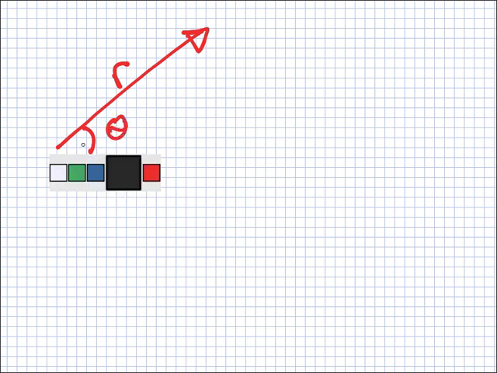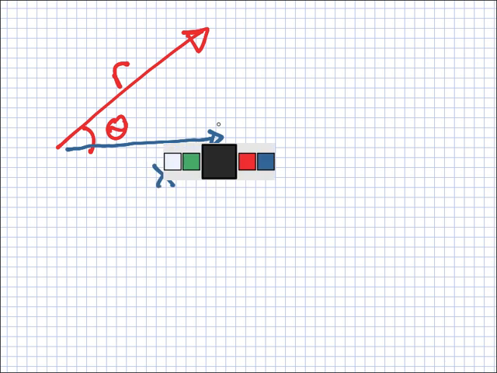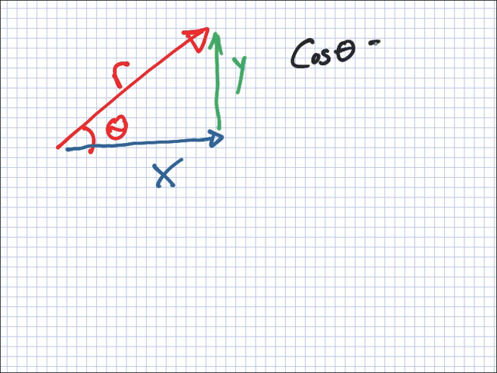Now, look at this here. Suppose I give you this, and you know the magnitude. Let's say the magnitude is R. And let's say you also know the angle, the direction. We'll call it theta. I want to know what is this and what is this.